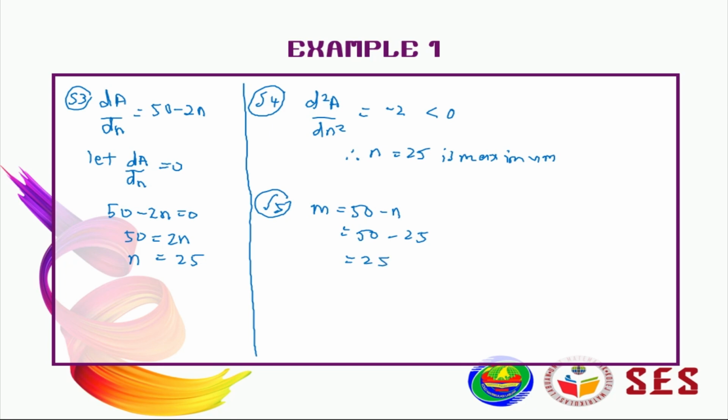Okay, so now you have found your m and n, but the question asks you to find the largest possible area. So area is going to be m times n. So m is 25, n is equal to 25. So your area is going to be 625 feet squared. Alright, that's all.